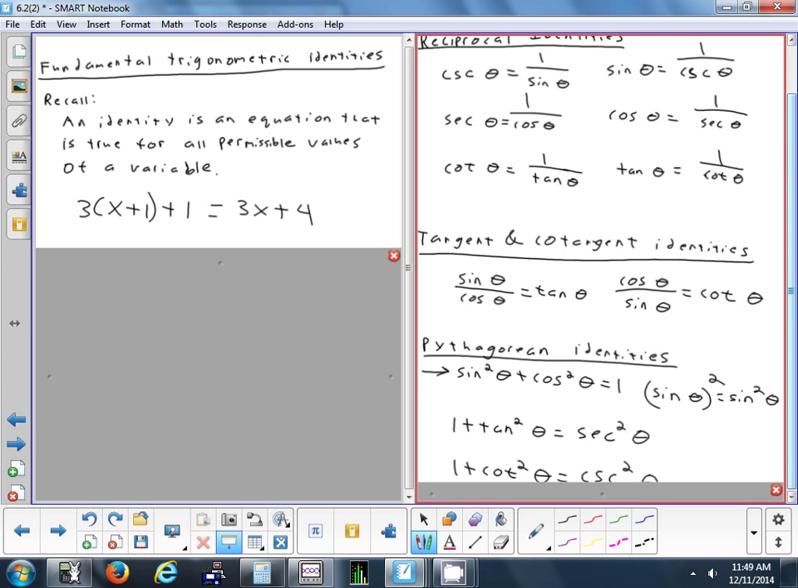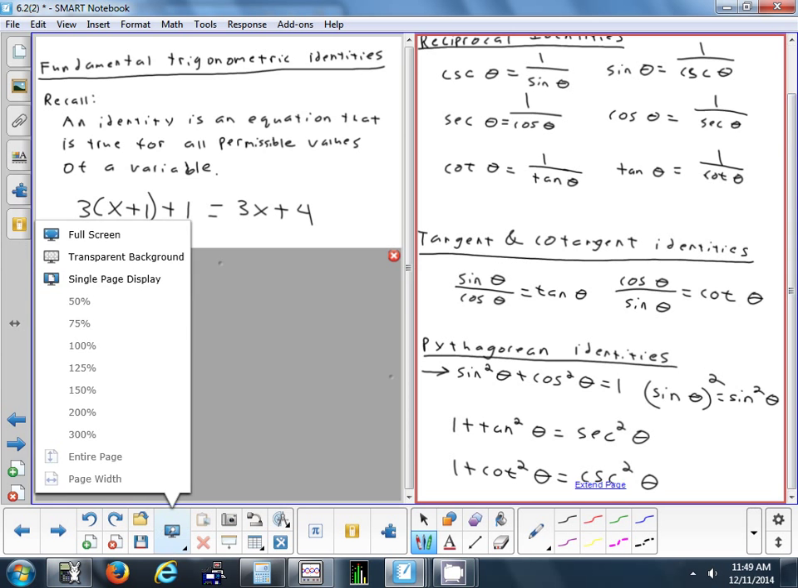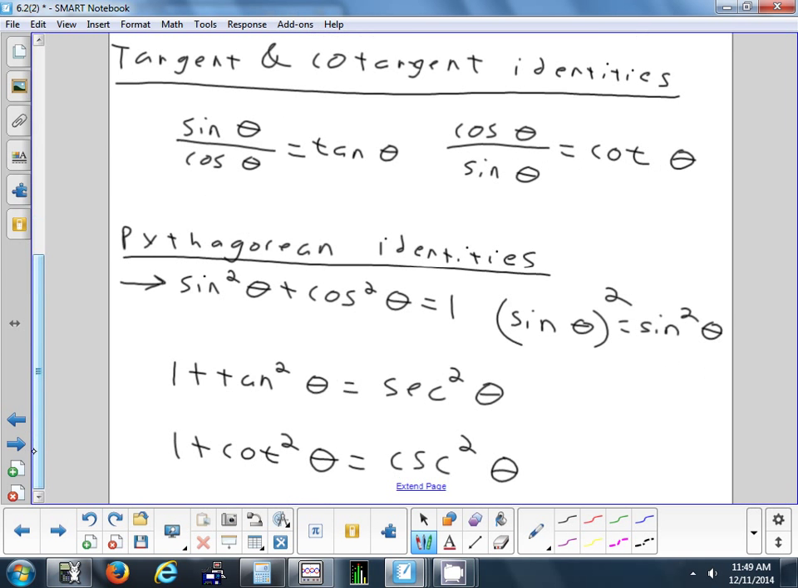Okay, the last group of identities, these are called the Pythagorean identities. These will not be on the test, but I just want you to have them all in the same spot in your notes. So your Pythagorean identities are sine squared plus cosine squared equals 1. 1 plus tangent squared equals secant squared. And 1 plus cotangent squared equals cosecant squared.